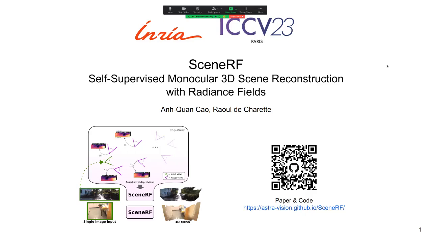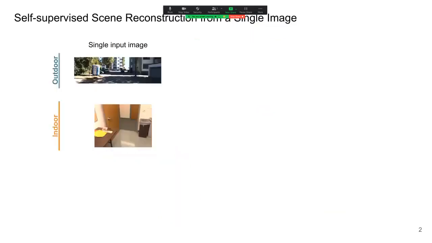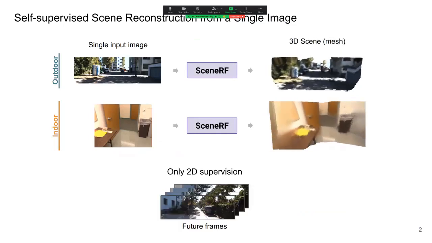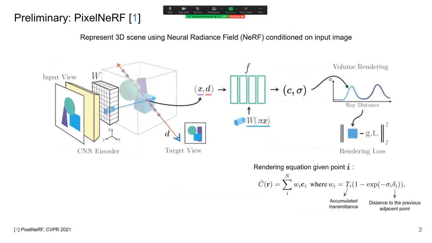We present SceneRF: Self-Supervised Monocular 3D Scene Reconstruction with Radiance Fields. From a single input image, we want to predict the 3D scene geometry with only 2D supervision. We build upon PixelNeRF, which represents the 3D scene using NeRF conditioned on the input image. This allows it to generalize to novel input views.